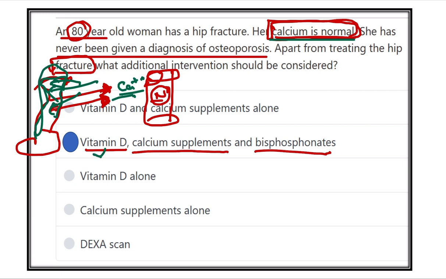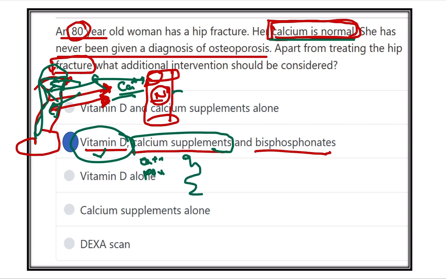Second one is the calcium. Calcium goes directly to the blood, then to the bones. But what does vitamin D do? Vitamin D absorbs calcium and phosphate from the GIT, the gastrointestinal tract. So it absorbs the calcium from the gastrointestinal tract and also gives it to the blood. So in the blood there are two important sources: one is the direct calcium, another is the calcium from the diet. For this condition, vitamin D, calcium and bisphosphonate supplements should be given.